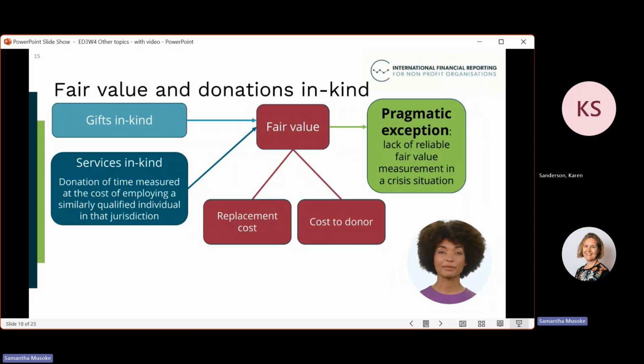Where an NPO is operating in a crisis situation, it may be impracticable to determine a fair value, particularly for inventory it is receiving. Due to these pragmatic constraints, such items are not required to be recognized in the financial statements, but disclosures must be made instead.